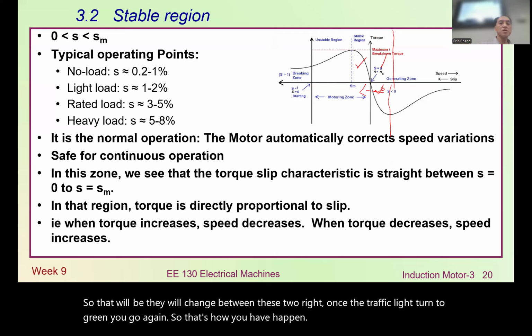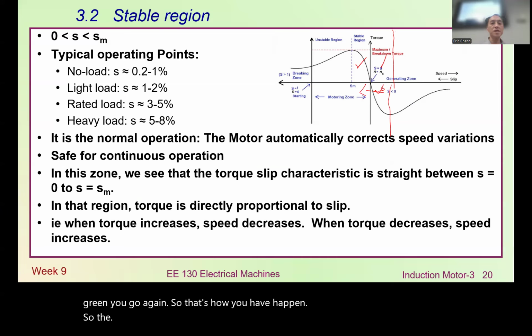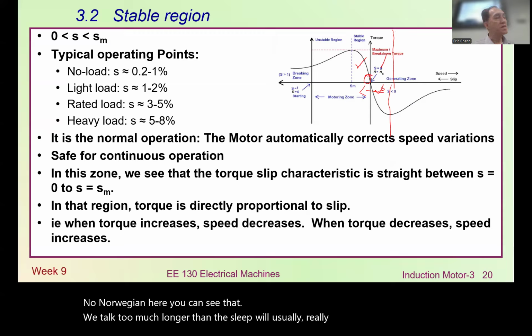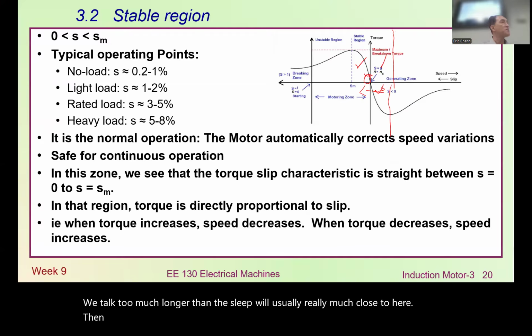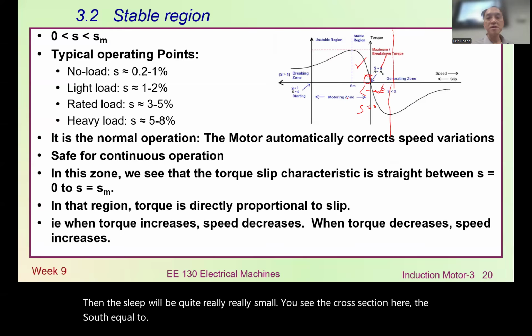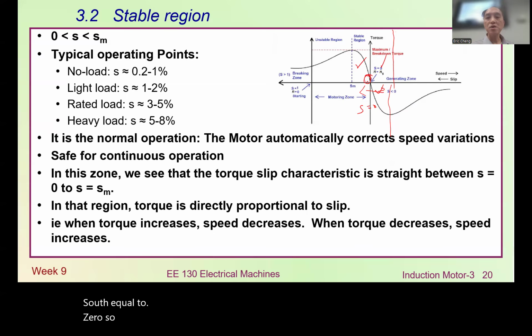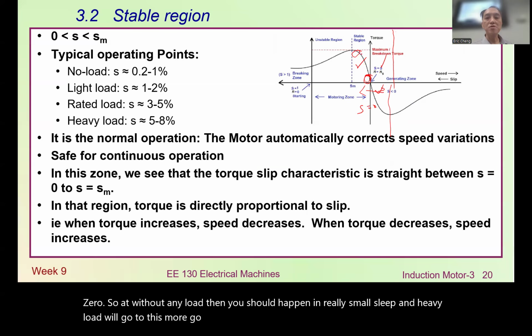So the low region here, you can see that without too much load, the slip will usually be very close to here. Then the slip will be really small. You see the cross section here, S equal to 0. So without any load, it usually happens at a really small slip, and heavy load will go to this region too. So that means this is the normal operation region.